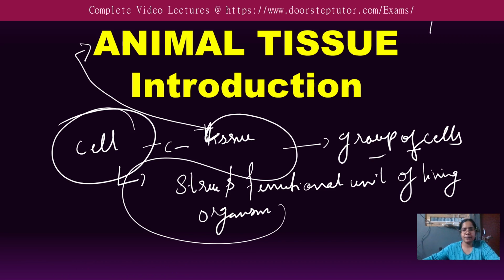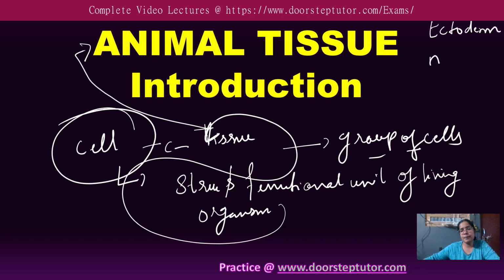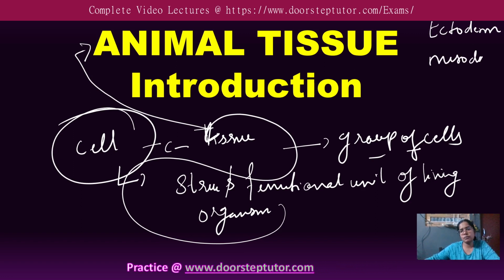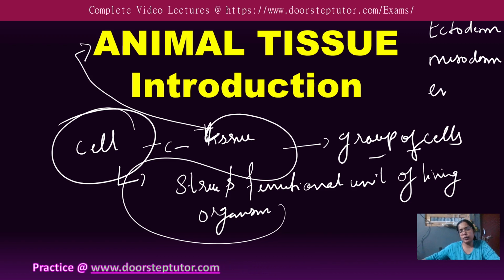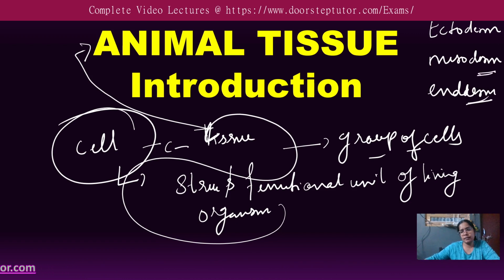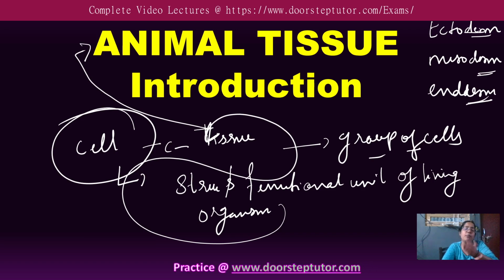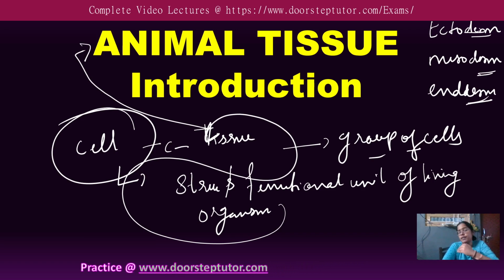Let me write here: Ectoderm, then in the middle, Mesoderm, and the Endoderm. Here, derm means a layer. We used to listen to that advertisement of dermal powder. So dermis is a layer of the skin. Ecto means outside, meso means mid, and endo means inside.